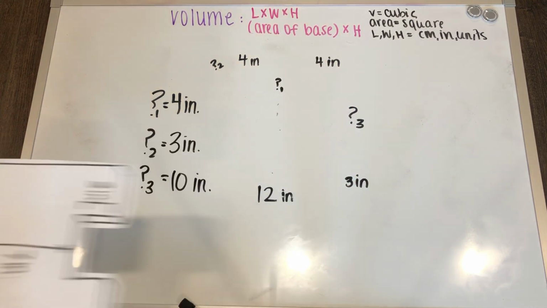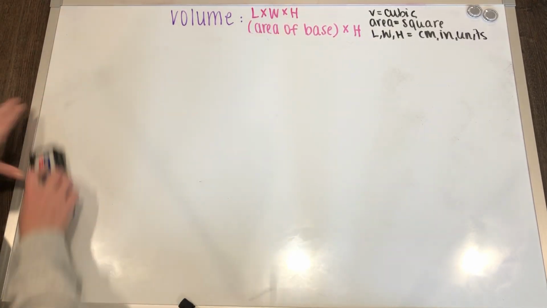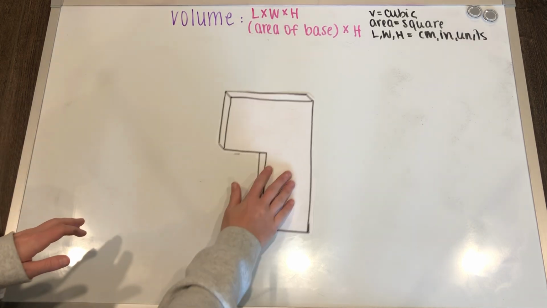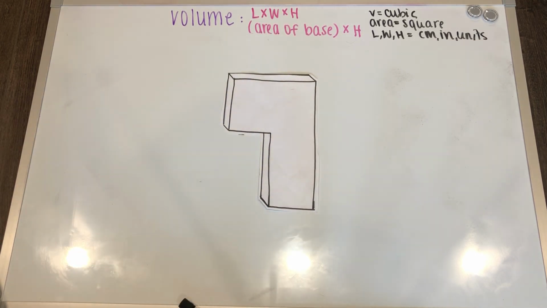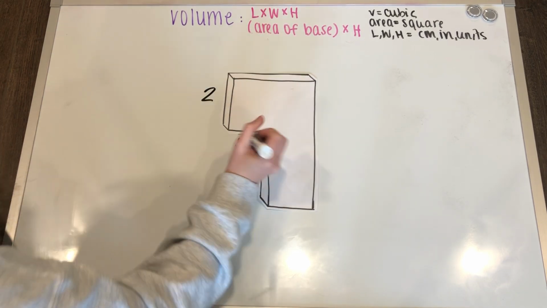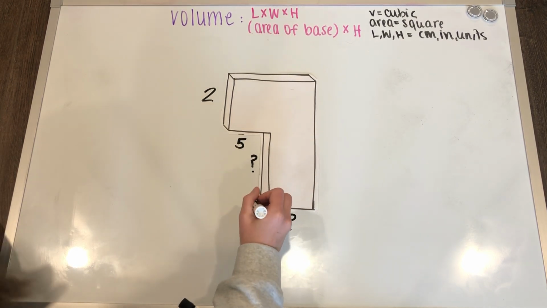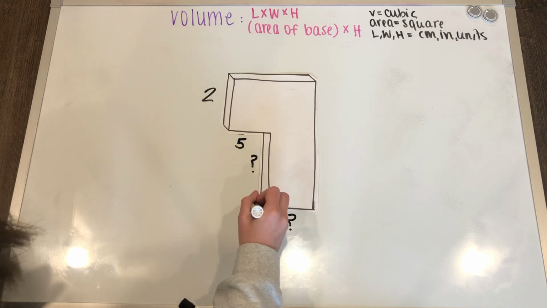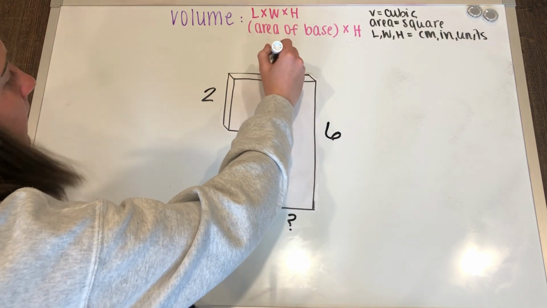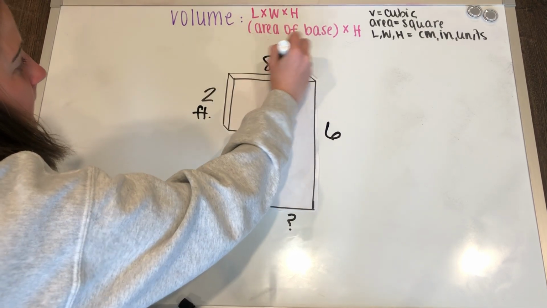All right, let's do one more where we are finding missing pieces and then finding the volume. So this is going to be 2. We know that this is 5. We don't know this. We don't know this. Our width is 3. Our height is 6. And our length is 8. Let's do feet this time.